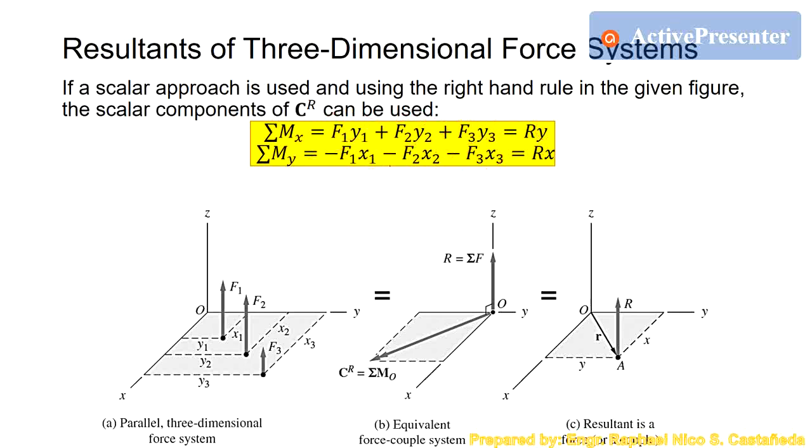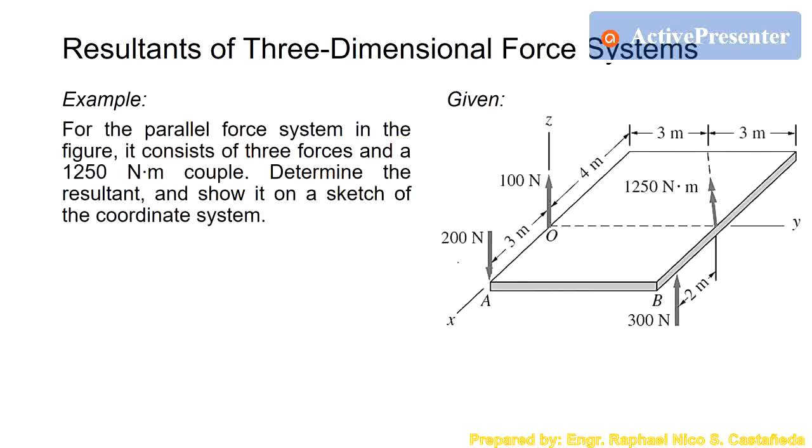So that's another way, so that you don't need to calculate the couple resultant or the equivalent force couple system. So let's have an example here. For the parallel force system in the figure, it consists of three forces and a 1250 newton meter couple. Determine the resultant and show it on a sketch of the coordinate system.